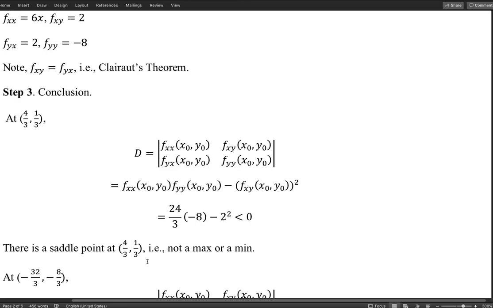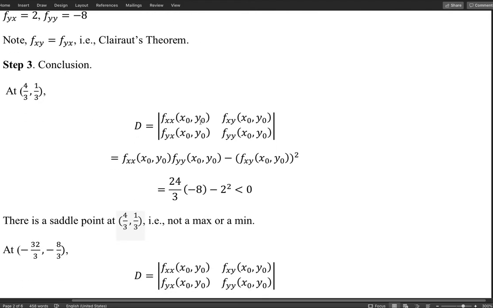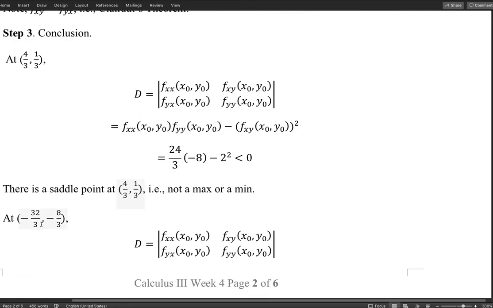So far, so good. We're talking about the second order derivative test to find the local maximums and local minimums for a function of 2 variables. And so far, we got a saddle point. Remember, we have 2 critical points, and the saddle point is just 1 critical point. So we look at the second critical point, negative 32/3 and negative 8/3.